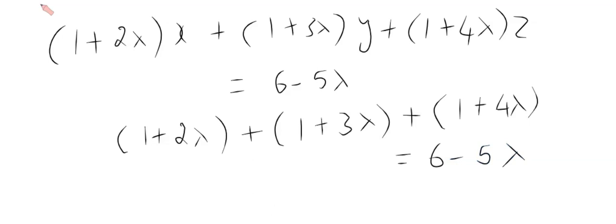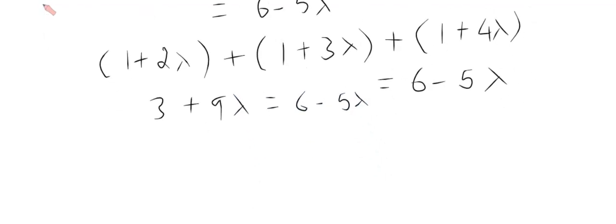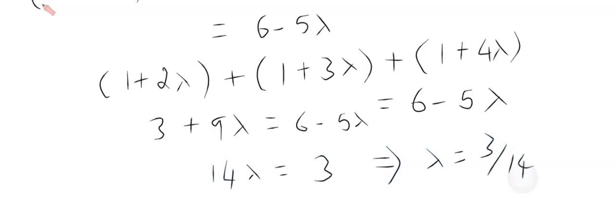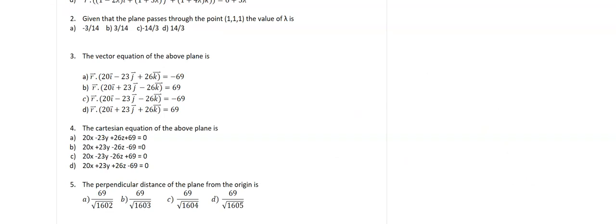which is nothing but 1 plus 1 plus 1 is 3, 2 lambda plus 3 lambda is 5 lambda, 5 plus 4 is 9 lambda is equal to 6 minus 5 lambda. Bringing all the lambda to one side, it gives you 14 lambda is equal to 6 minus 3, which is 3. This implies lambda is equal to 3 by 14. So option B is correct.